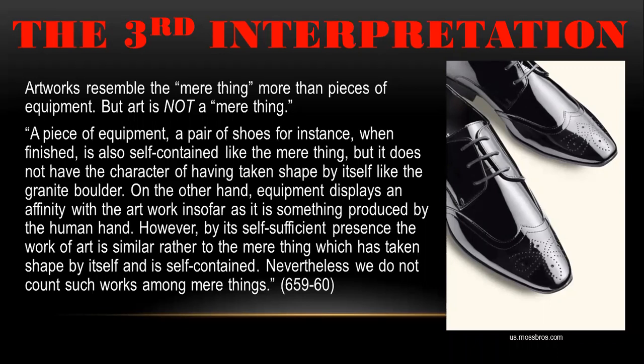So a piece of equipment, a pair of shoes, for instance, when finished, is also self-contained like the mere thing, but it does not have the character of having taken shape by itself like the granite boulder, right? So someone had to make the shoes. In a certain sense, that's how they're similar. Works of art are like shoes in that they're both made, right? Equipment displays an affinity with the artwork insofar as it is something produced by the human hand. However, by its self-sufficient presence, the work of art is similar rather to the mere thing, which has taken shape by itself and is self-contained.